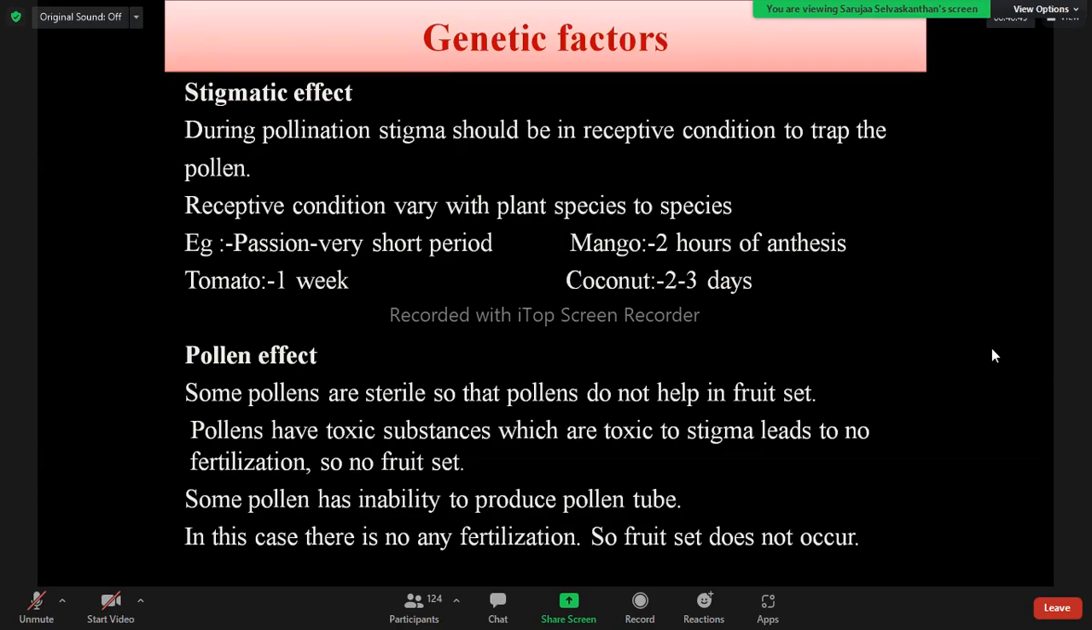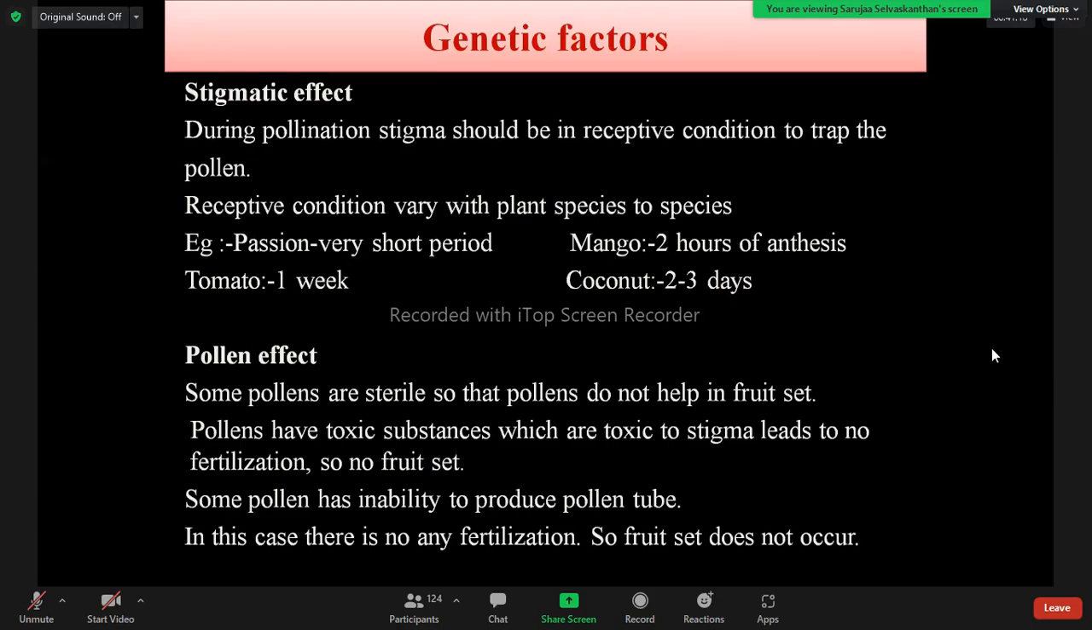For the pollen effect, there are several conditions. Sometimes the pollens are sterile, sometimes pollens are toxic, so because of the toxicity, fertilization will not occur and there is no fruit set. Some pollen will not produce a pollen tube, so no fertilization, no fruit set. So these are the genetic factors.